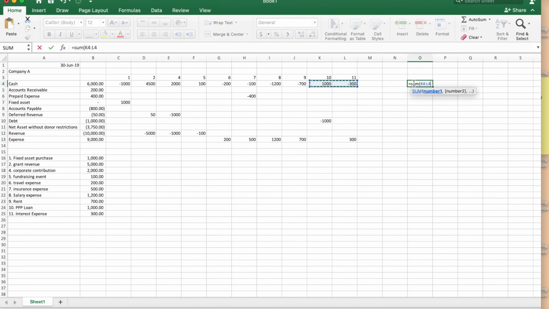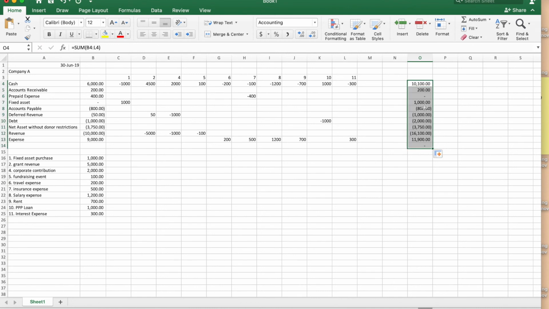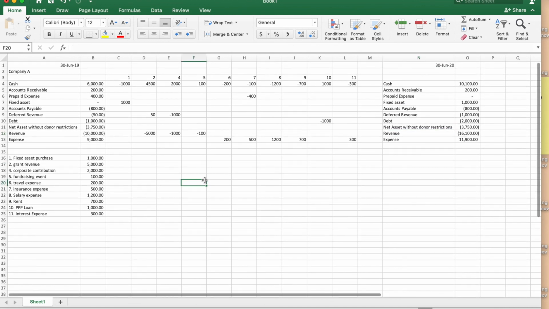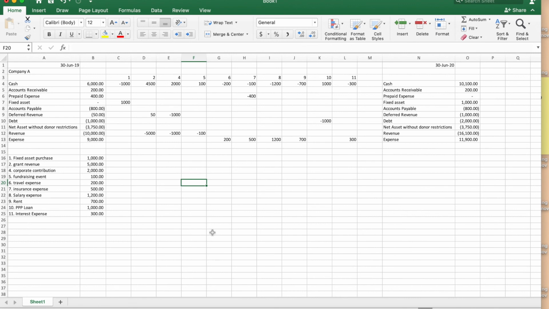So we are going to summarize all these. We're going to come up with a new trial balance as of June 30, 2020. So what I'm trying to do here is to analyze what has changed comparing this year and last year.